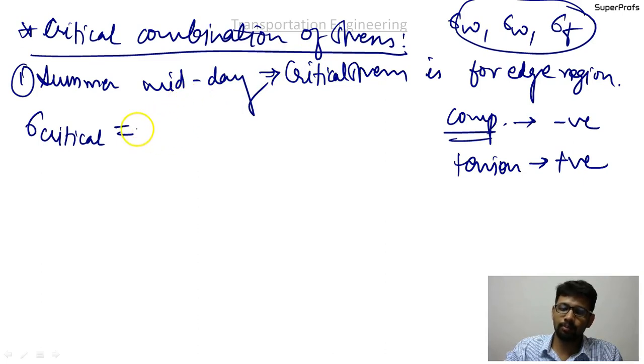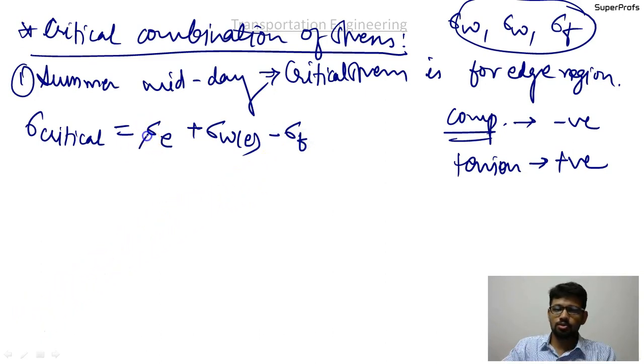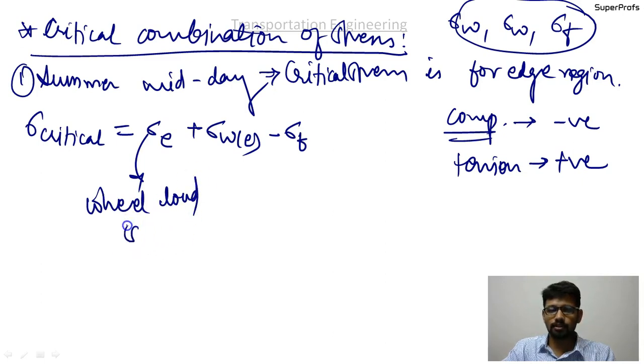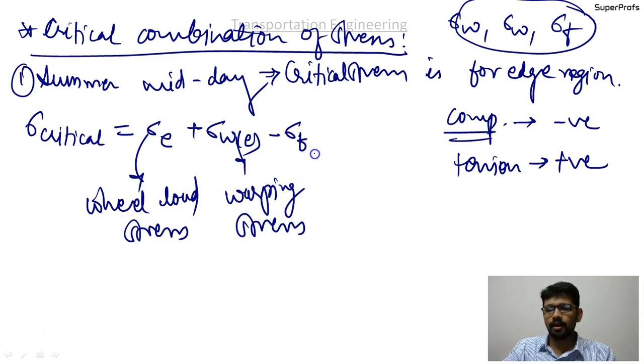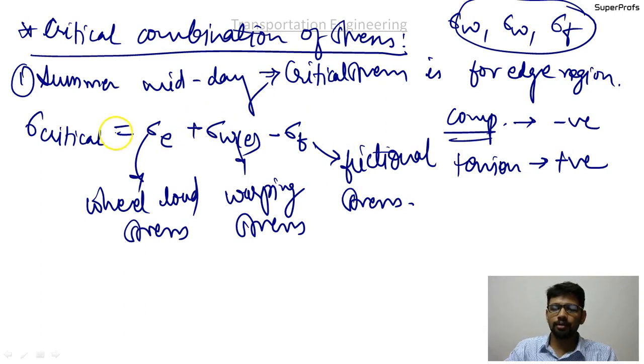Sigma critical in the edge region will be sigma E plus sigma warping at edge minus sigma frictional. This one is the wheel load stress, this is the warping stress, and this one is the frictional stress. Each of them is at the edge.